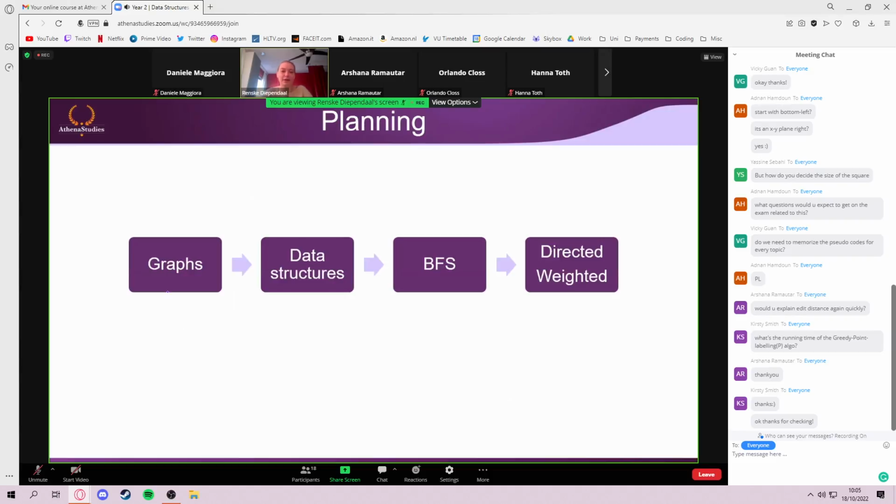So now we'll get started with the graphs. First, just quickly what graphs are, then the data structures we can use to store the graphs. Then we'll talk about the graph first search technique, and then we'll talk a little bit about whether a graph is directed and weighted.